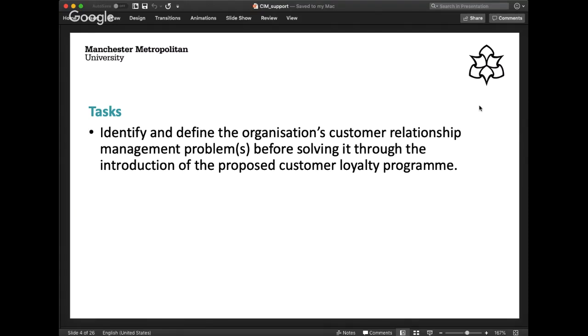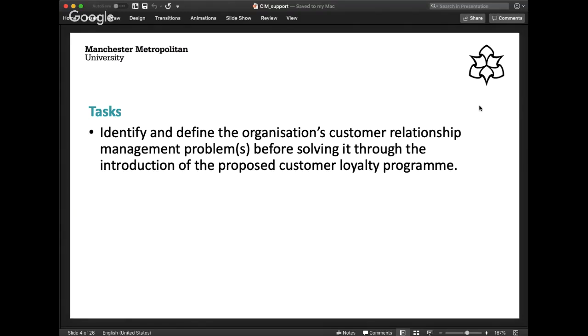So what you need to really do here is understand what are the issues in the relationship between the customer and the organisation. You'll be able to do lots of research online, looking at the website, looking at reviews, looking at some of the research that you'll have found out about this organisation, and actually understand what some of the problems are with this organisation, and think about how a customer loyalty program would bridge the gap between this customer and the organisation and help solve some of these problems.